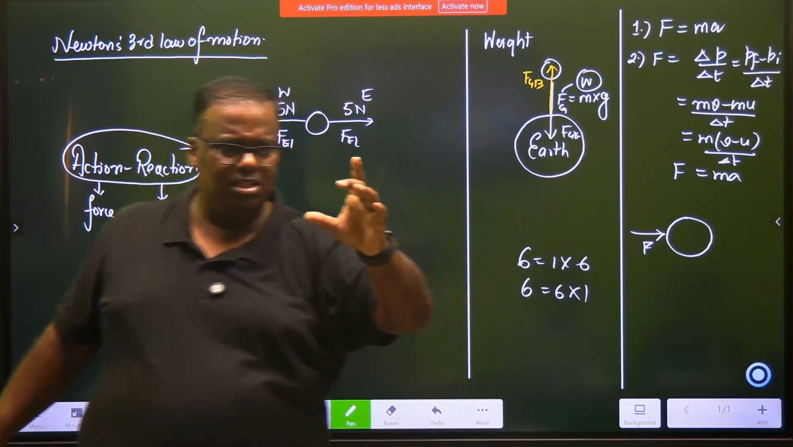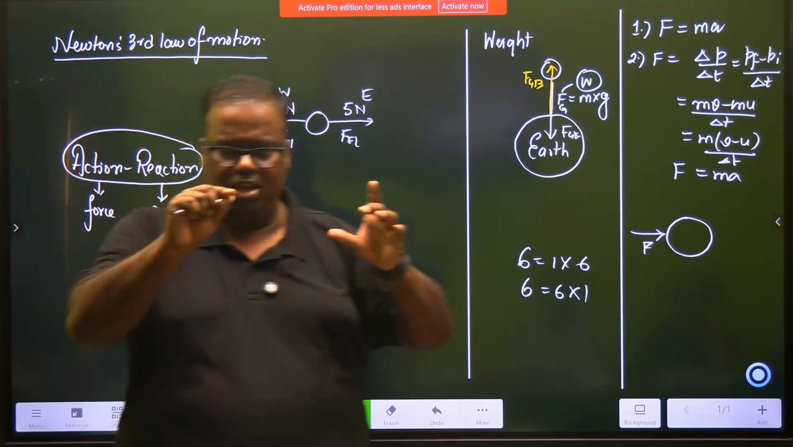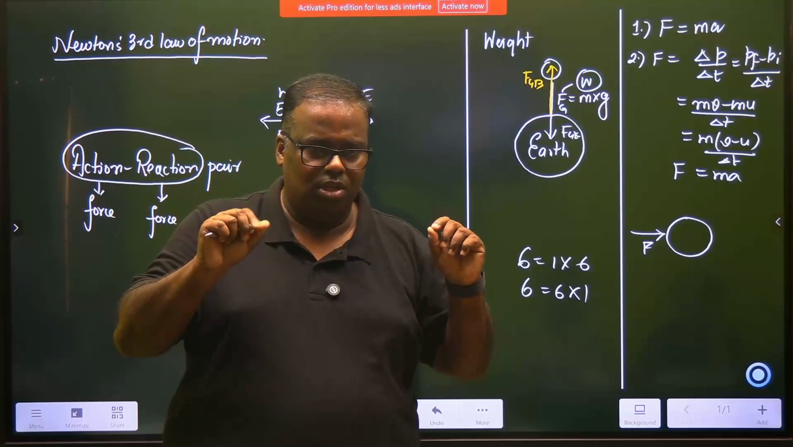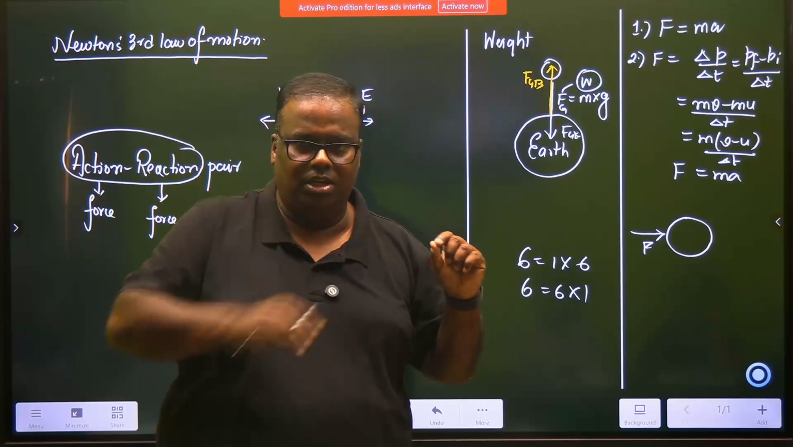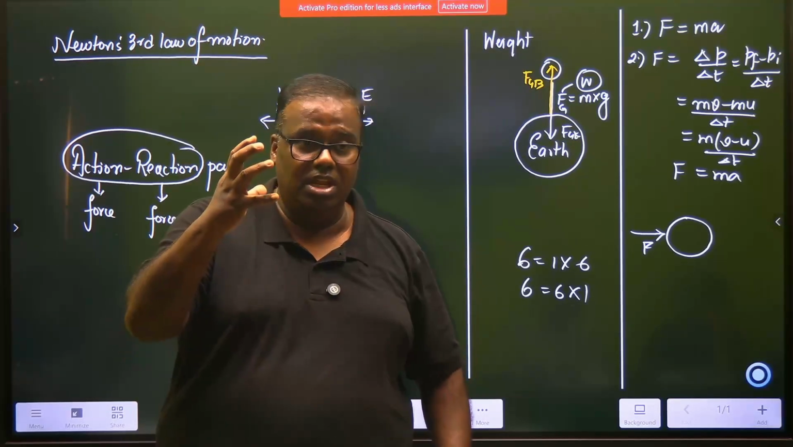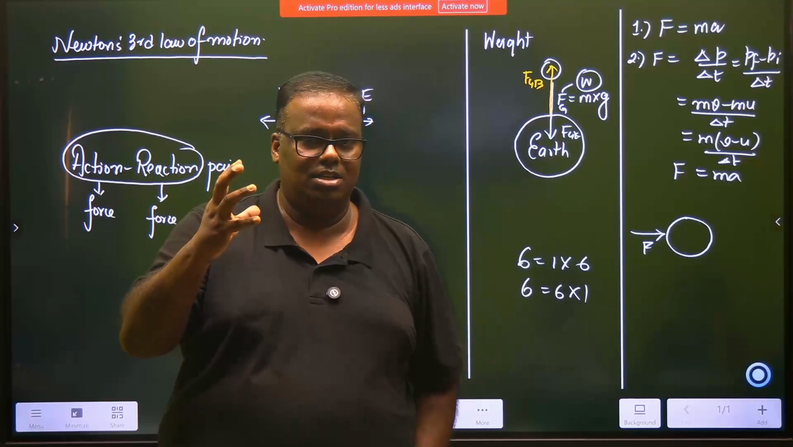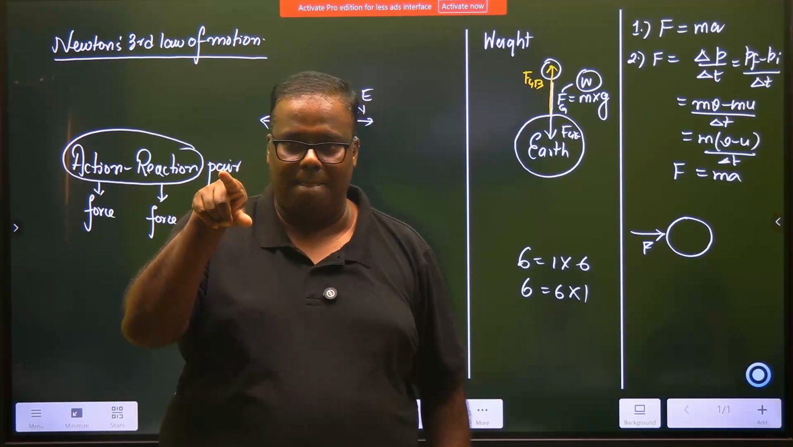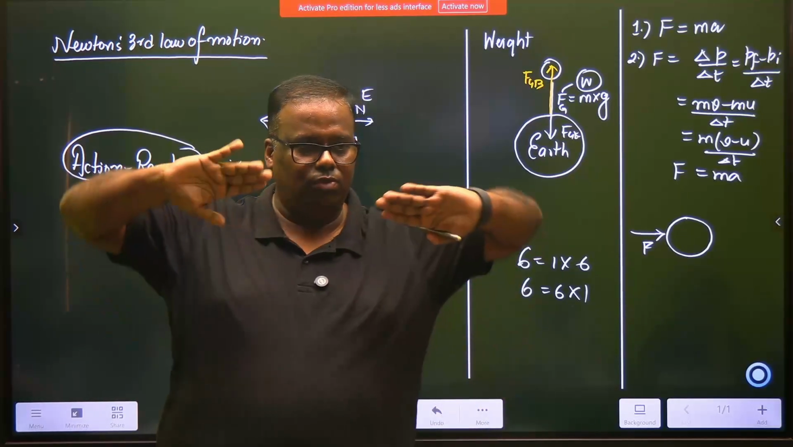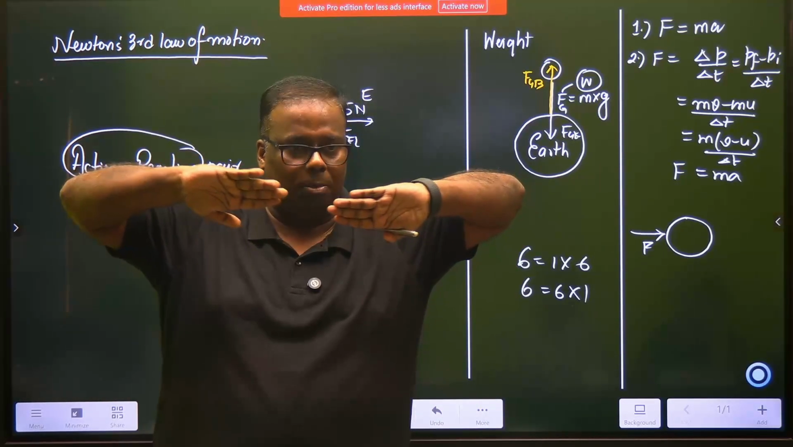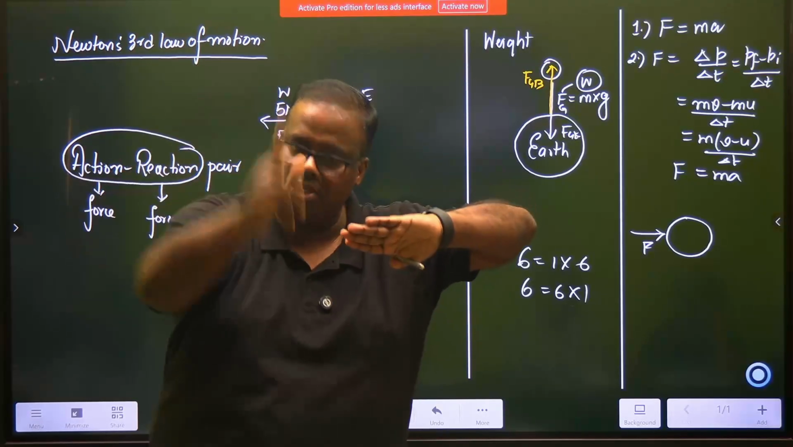Take a magnet and take a small nail. Just leave them. You'll see the nail getting attracted to the magnet. But take a big nail and take a small magnet. The magnet will get attracted. The force is the same. Magnetic force, same force, opposite in direction, equal in magnitude, action-reaction pair.